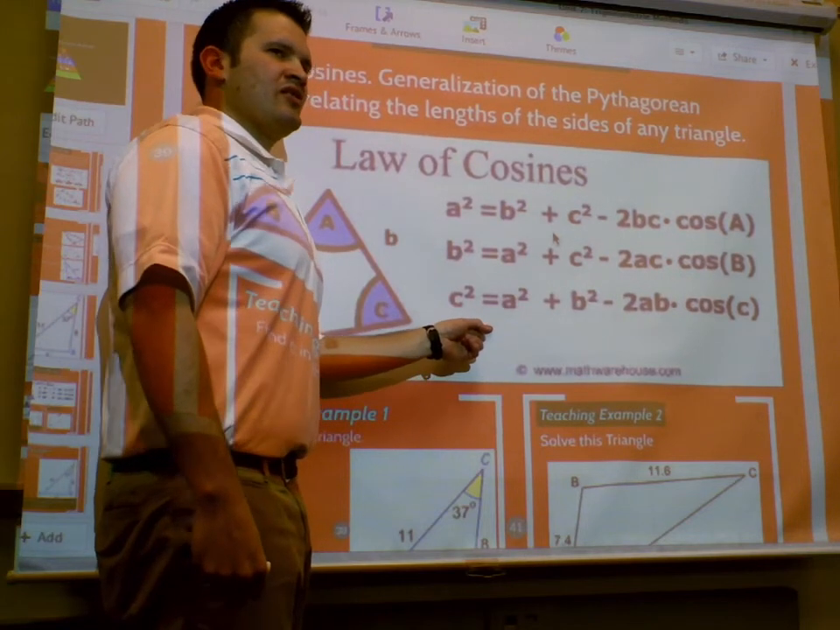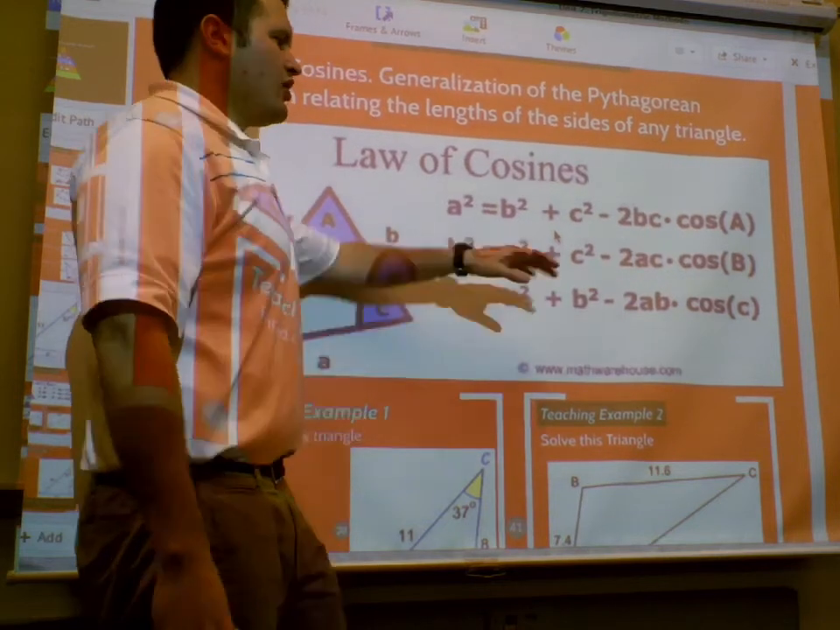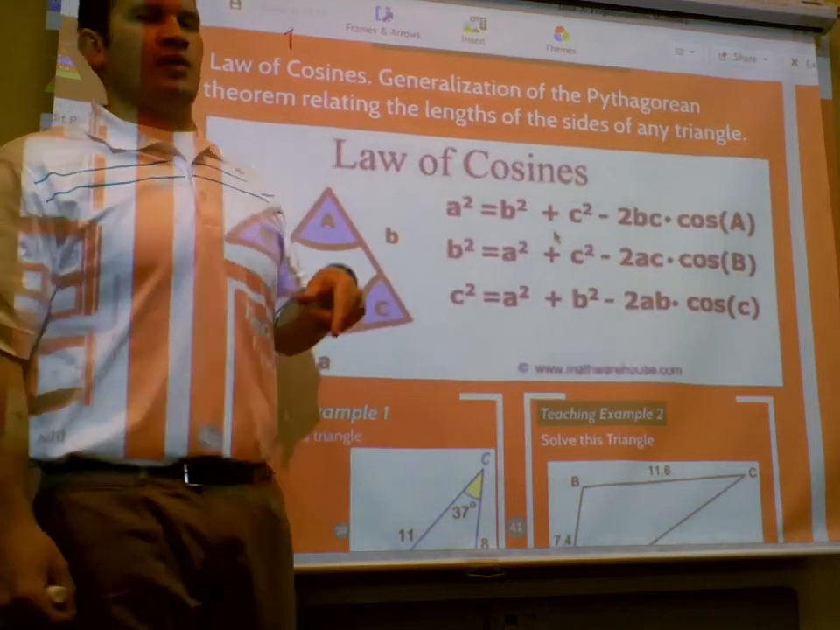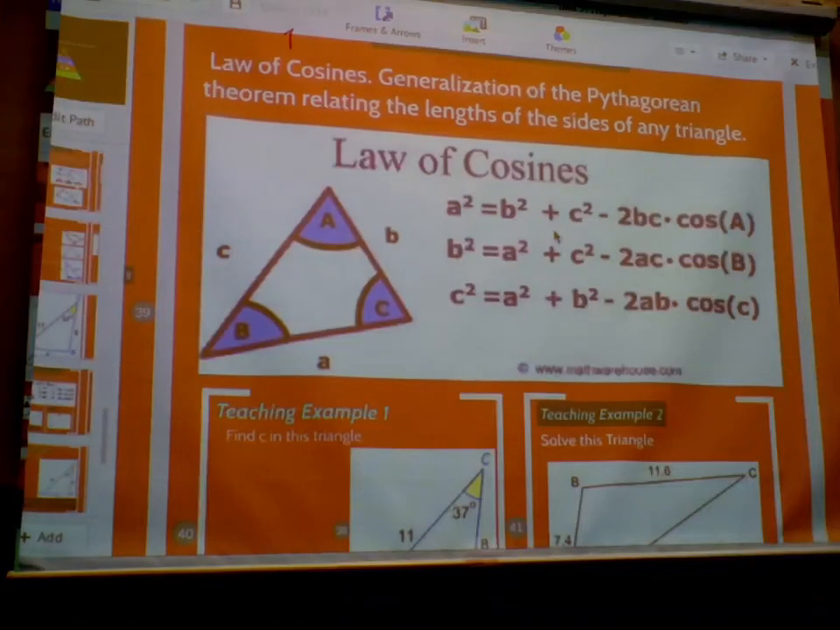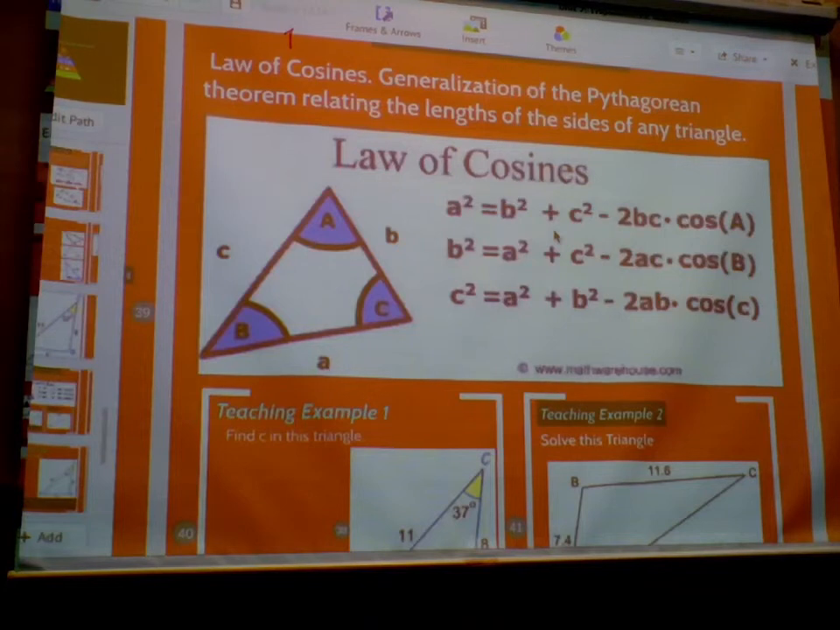Yeah, that's good. So you need to know how to go back and forth between them. You won't get all three, you just get one. Does that make sense? Write it down. Where it says law of cosines for finding sides, write that down.